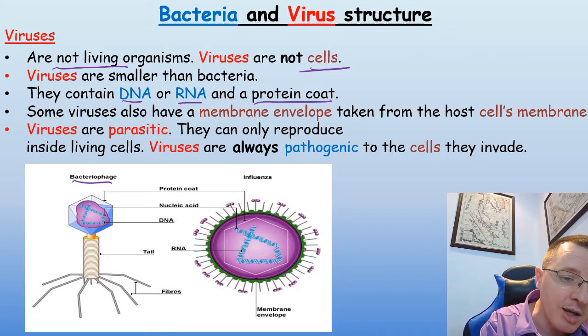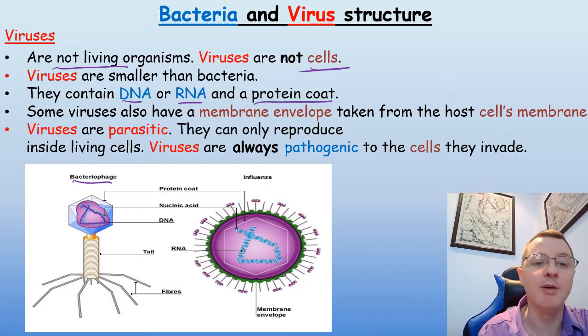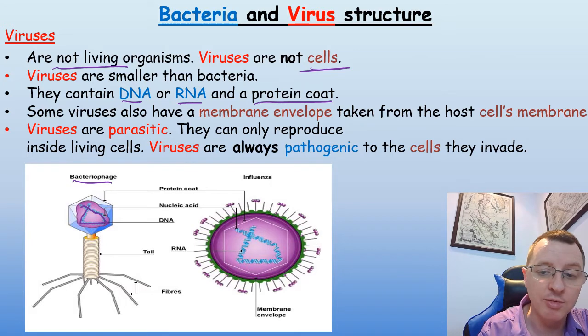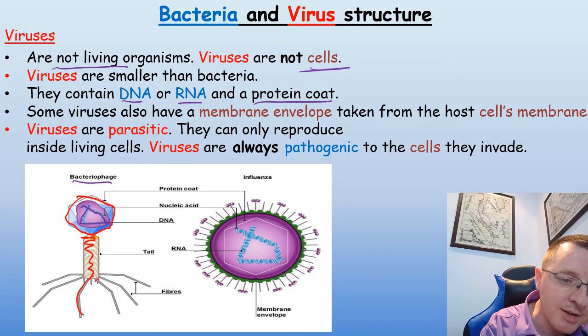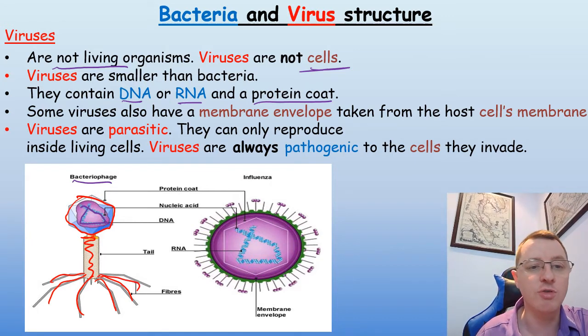And you can see in the center here we have some genetic material, and that will be either DNA or RNA, as we've said. And surrounding that we have a protein coat. In fact, this protein coat is particularly complex and has a very interesting structure, but that's the basics of all structures for all viruses. They only have genetic material that is either DNA or RNA and a protein coat.